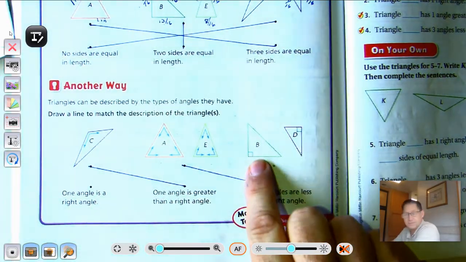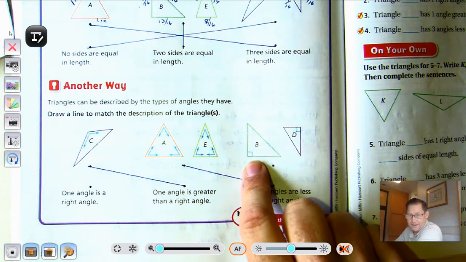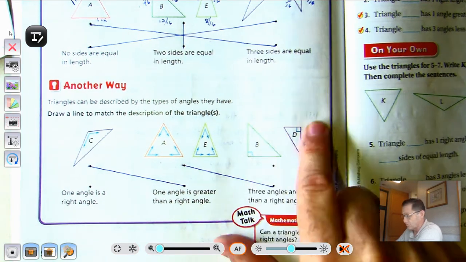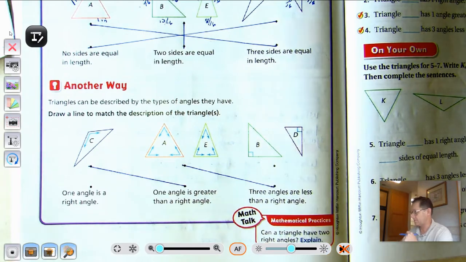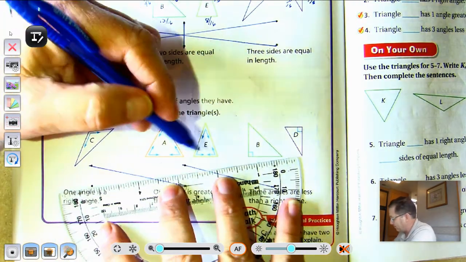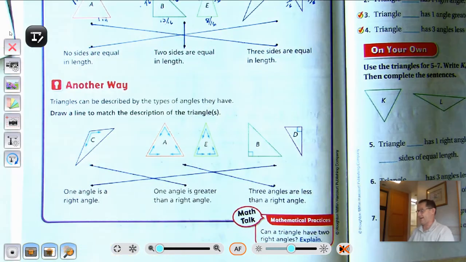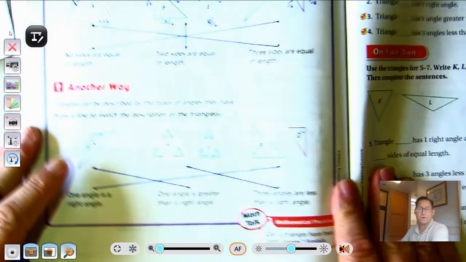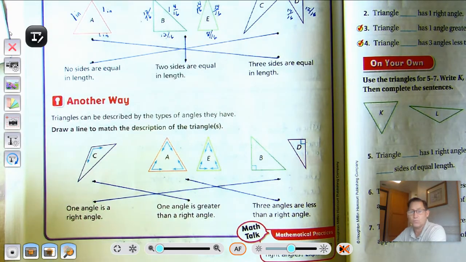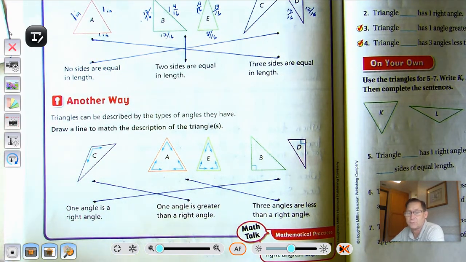And then remember, what does this symbol mean? It means that it is a right angle. So these two triangles have right angles. So one angle is a right angle. So the three ways we can describe it by angles is one of the angles in the triangle is a right angle.